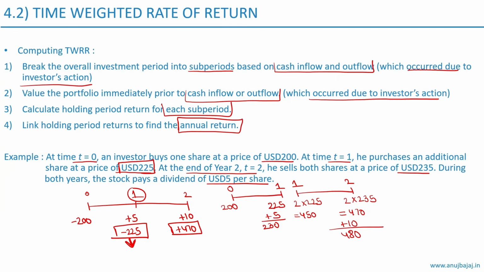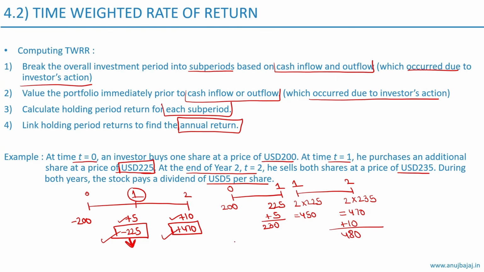You should not consider the dividends, the cash inflows of dividend, for the purpose of dividing the investment period into sub-periods, because we are only concerned with those cash flows which occur due to investors' action. The cash flow, that is the dividends, will be the same for all the investors who are invested in one fund. Hence, we divide the investment period into sub-periods based on the cash flows which have occurred due to the investors' action. Now moving on to the third step, we calculate the holding period return for each sub-period.